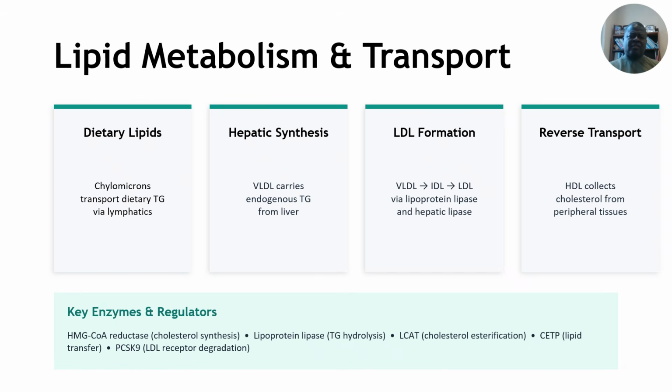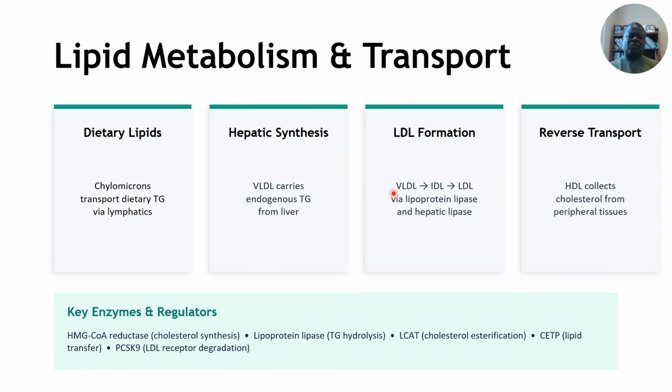Dietary lipids, or triglycerides and cholesterol, are packaged into chylomicrons in the intestines and transported in the lymphatic system and bloodstream to be broken down to free fatty acids in muscles and adipose tissues. The liver acts as the body's metabolism control center. It metabolizes dietary and excess body fats by packaging them into very low density lipoprotein, or VLDL.